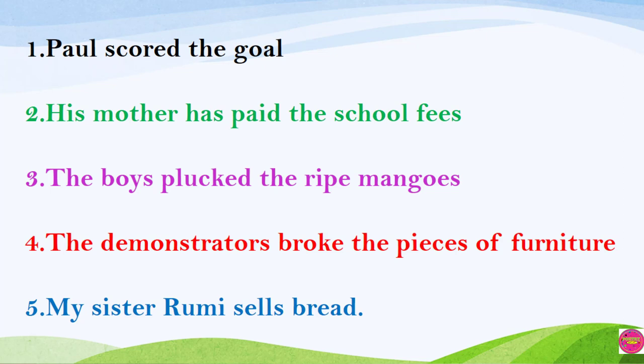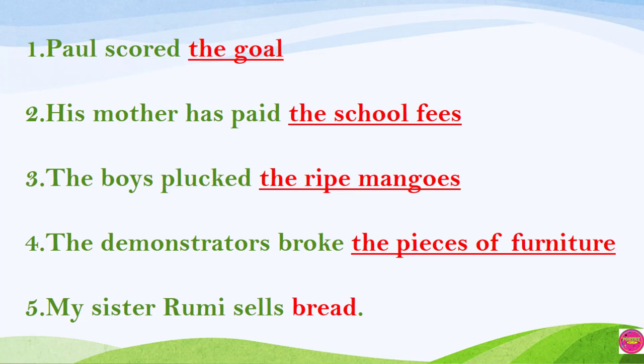As we said earlier, the direct object comes immediately after the transitive verb. Let's look out for the transitive verb in these sentences. The transitive verbs are scored, has paid, plucked, broke, sells. Always remember that the noun phrase comes immediately after the transitive verb in the sentence. For instance, in example 1, Paul scored the goal. The noun phrase comes immediately after the transitive verb, scored. So the noun phrase is "the goal."